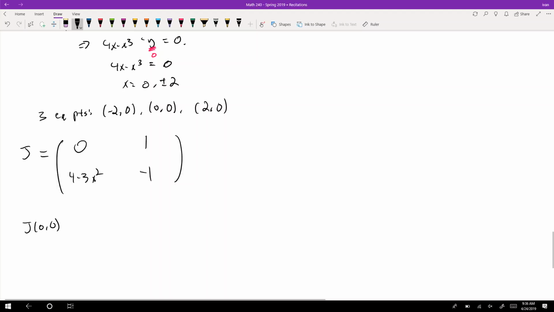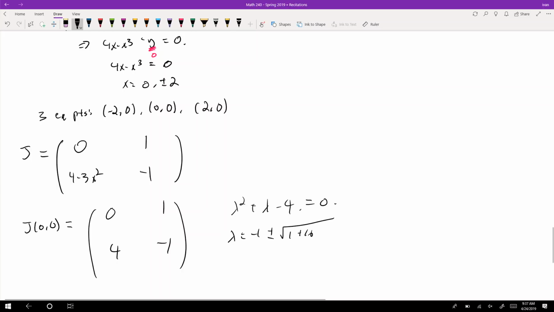So I'm going to evaluate the 0, 0 critical point first, right? So what does that mean? Anywhere in my Jacobian matrix that I see an x or a y, I plug in the point 0, 0. So 0, 1. This is 4 minus 3 times 0. It's 4. And negative 1. And now we want to find the characteristic polynomial. You'll see that you get lambda squared plus lambda minus 4 is equal to 0. And so we want to solve for this lambda, right? So lambda is equal to negative 1 plus or minus square root of 1 plus 16, over 2.